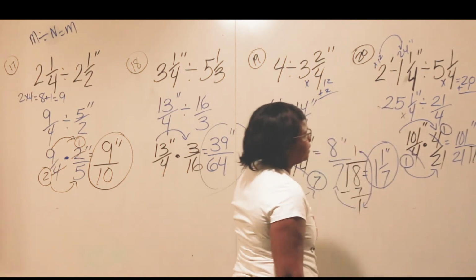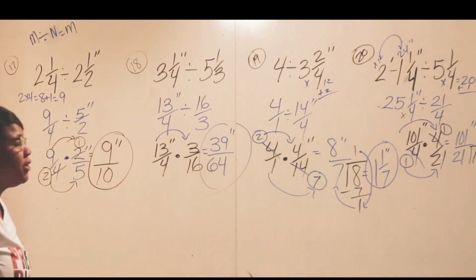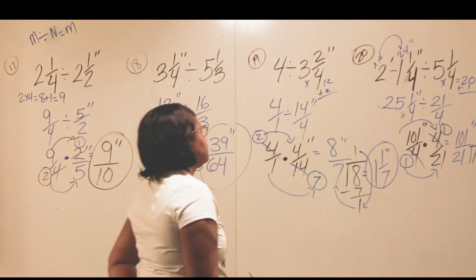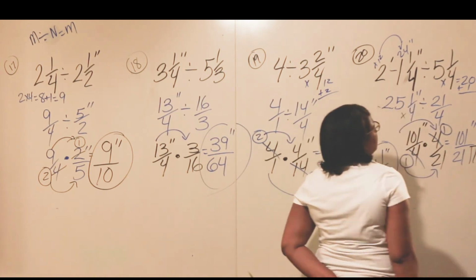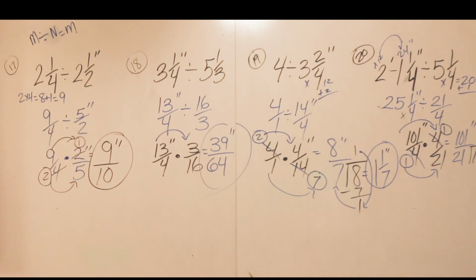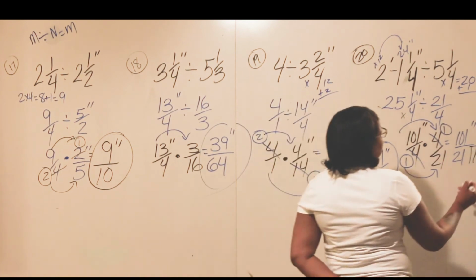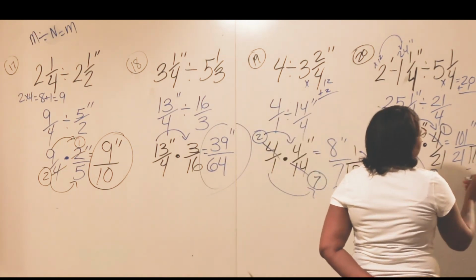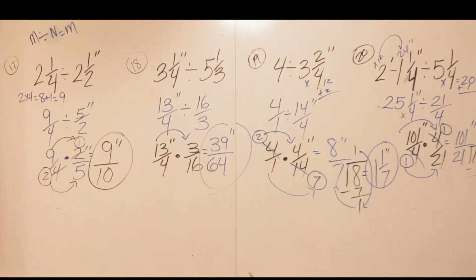How many times can 21 go into 101? Can 21 go into 10? No. Can it go into 101? Of course it can. How many times? 5? No, 4. So it can go in there 4 times, right? So 4 times 21 is 84, and then that'd be 16. No, 17.